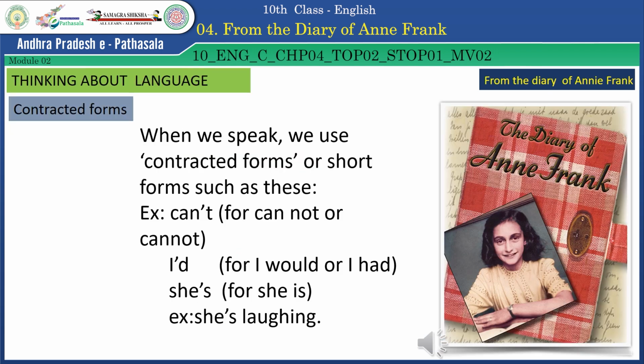Children, when we speak, we use contracted forms or short forms such as these. Example, can't for cannot, I'd for I would or I had, she's for she is. For example, she's laughing. Children, let's do a small activity on this topic.